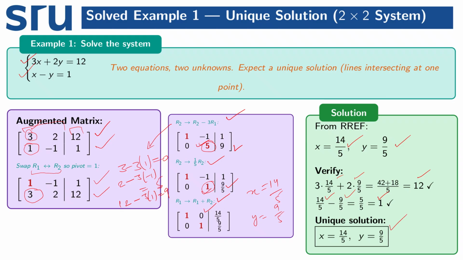So we conclude from this that this system has a unique solution, that is x equal to 14 by 5 and y equal to 9 by 5. And what it means is that the two lines are intersecting at exactly 1 point. So now let us move to the next example.